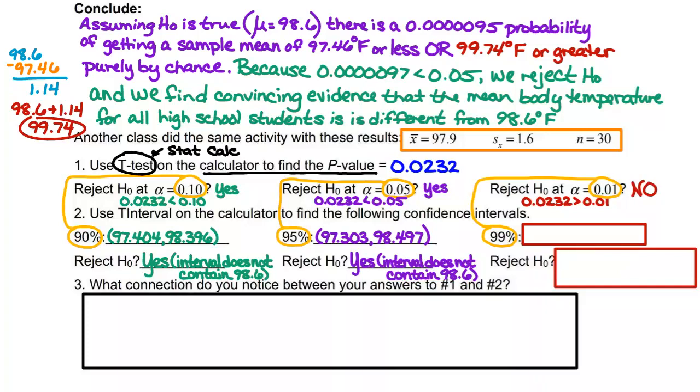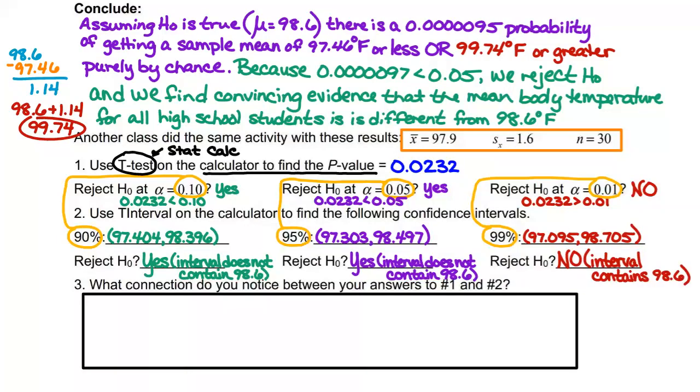What about the 99% confidence interval? 97.095 to 98.705. Reject or fail to reject? Fail to reject, because the interval contains 98.6 finally. Remember, as our confidence level goes up, our interval becomes wider.